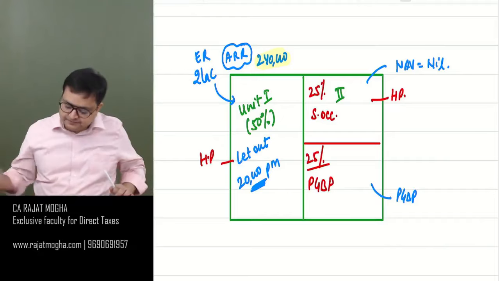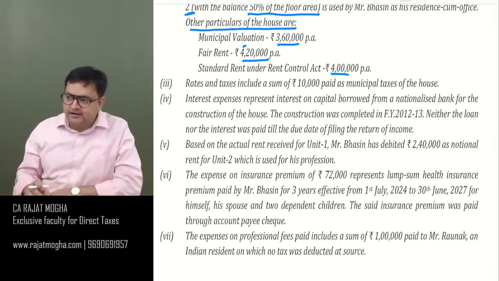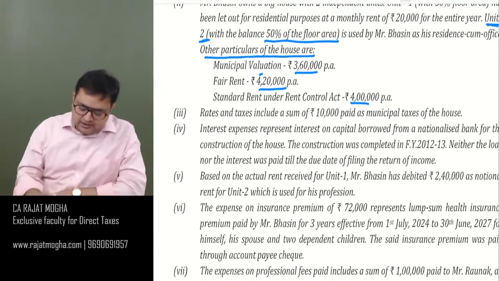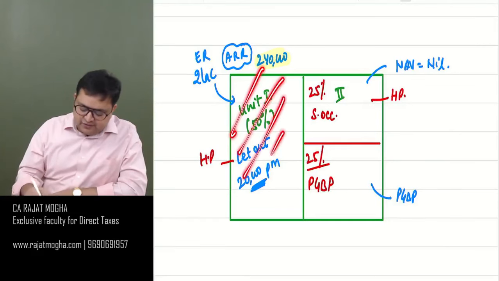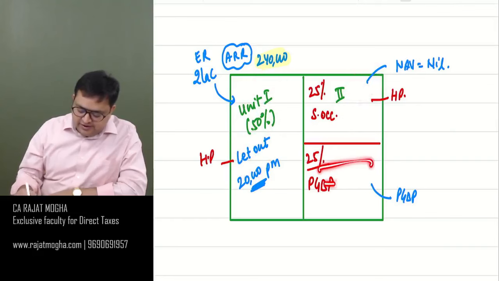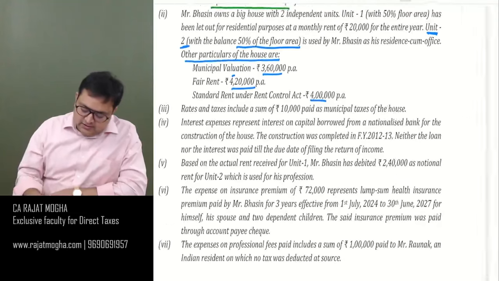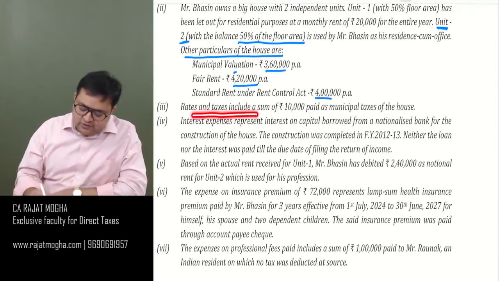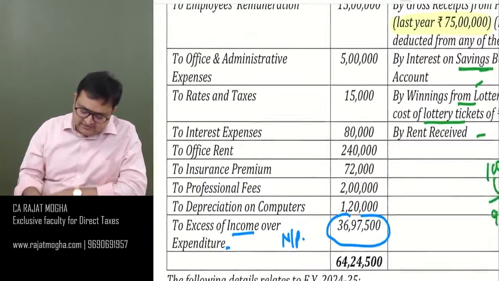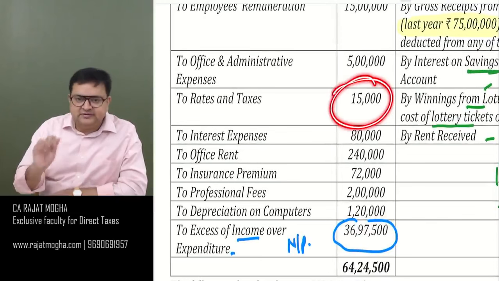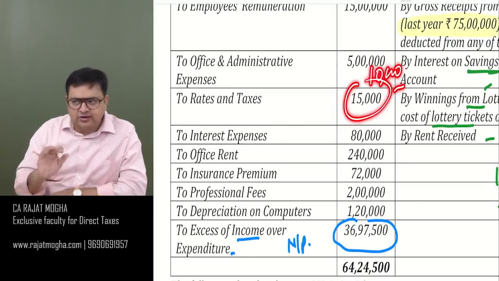Very good. Now, guys, all the expenses for this house should be 50% here, 25% here, and 25% here. Rates and taxes include a sum of rupees 10,000. So there were some rates and taxes. This one includes a sum of 10,000. So they are talking about 10,000.